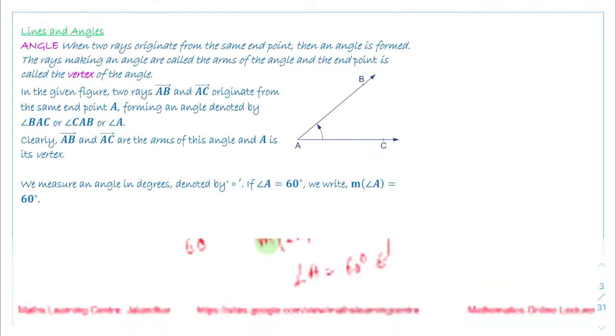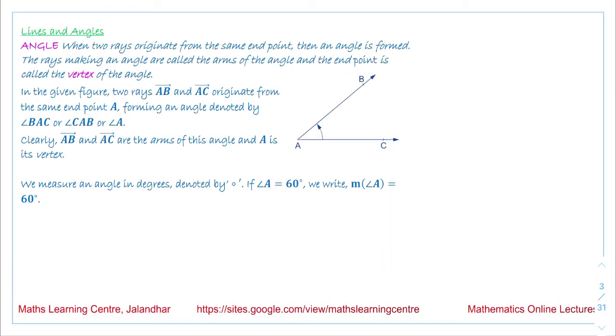The first definition we have is angle. If two rays originate from the same point, a point A is given to us, and two rays are originating from the same point A, then an angle is formed between those two rays. This is the measure called the angle, and these two rays are called the arms of the angle, and A is called the vertex.